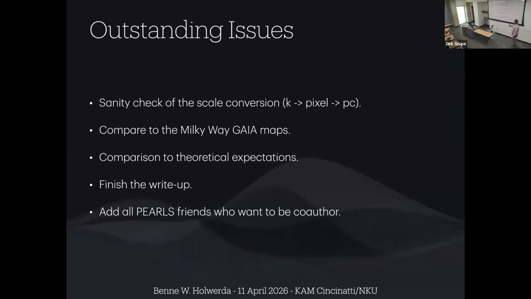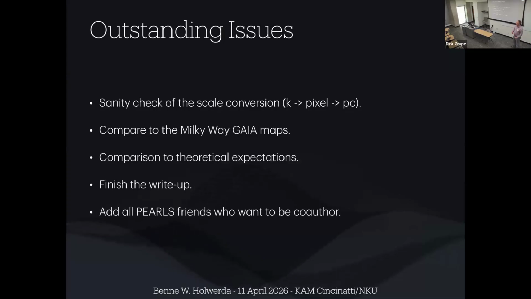So the outstanding issues: I kind of want to do still one sanity check. Did I get the wave number, pixel, parsec, everything everywhere correct compared to the Milky Way Gaia maps? Comparison to theoretical expectations: I've got a couple of dust maps from various simulations. So do I see the same thing? Finish the write-up, which we STEM people love writing. Just fine, put words, one word after the next. And then add all the friends that didn't respond to my email.